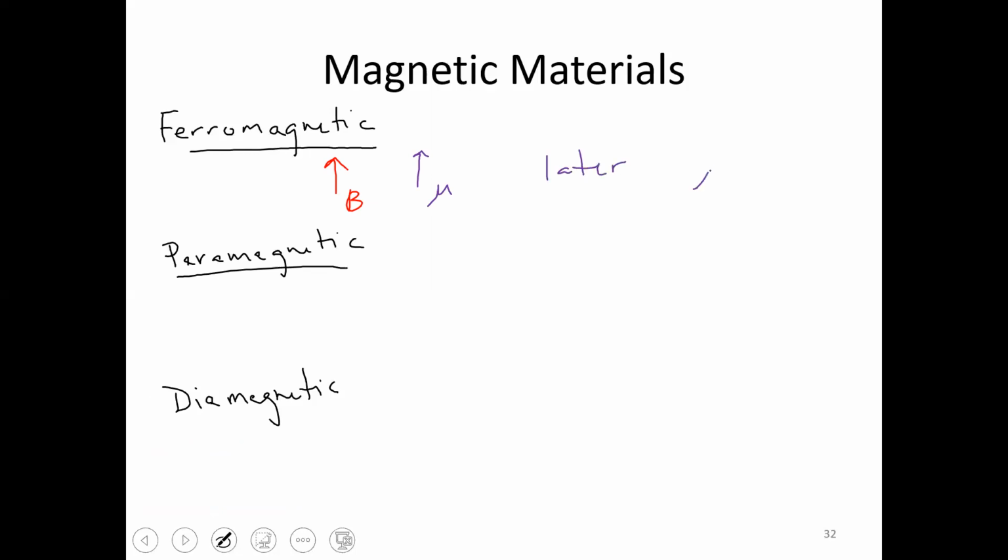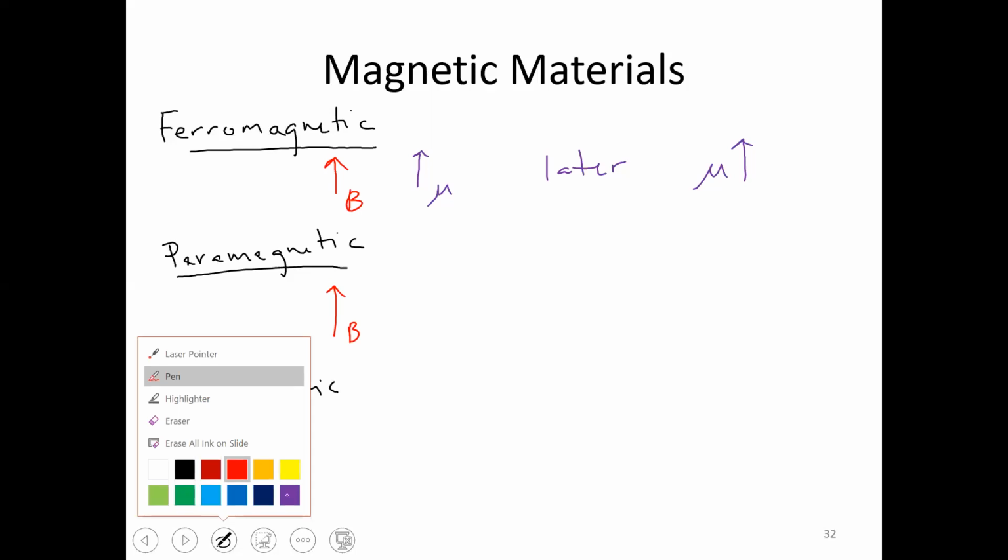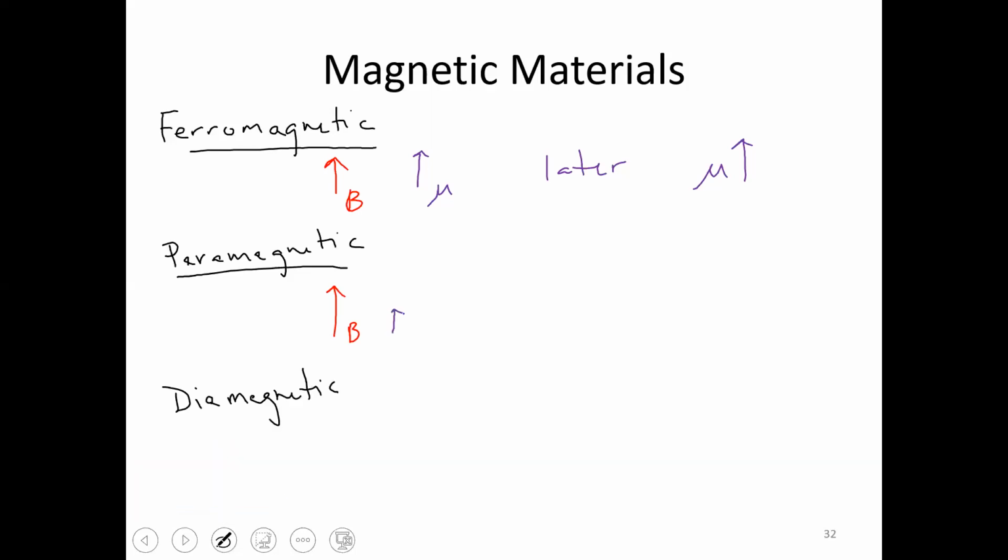Even later, those dipole moments will remain aligned in that same direction. For a paramagnetic material, if you apply an external field, your dipole moments are going to be weakly aligned in that same direction. So it means some, but not all. You've got a weak alignment. And later, if you take away that external field, the paramagnetic material will be easily randomized.